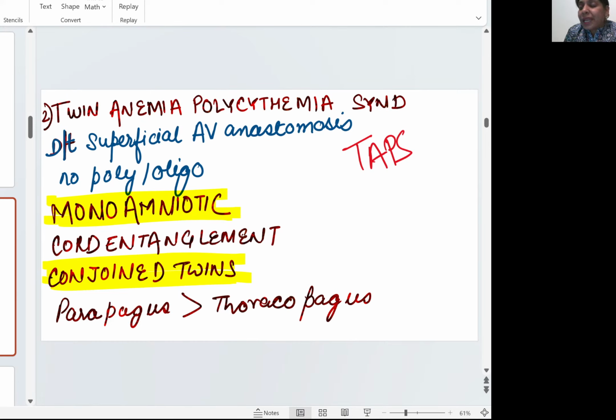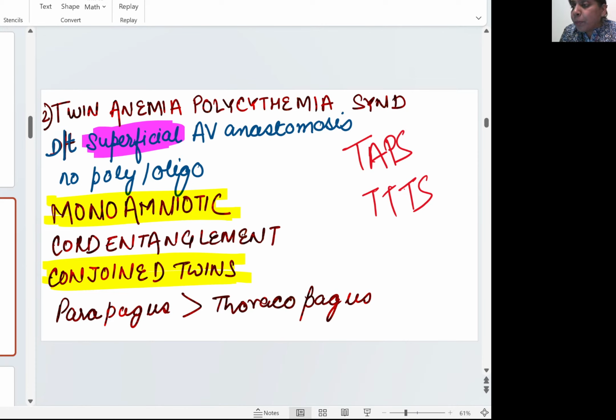What is the difference between TAPS and twin transfusion syndrome? In twin transfusion syndrome, there was deep AV anastomosis. Now in twin anemia polycythemia syndrome, come on everyone, there is superficial AV anastomosis. Please mark this word, superficial. In twin transfusion syndrome, there was polyhydramnios and oligohydramnios. In TAPS, there is no polyoligo. So that completes your monochorionic twins.